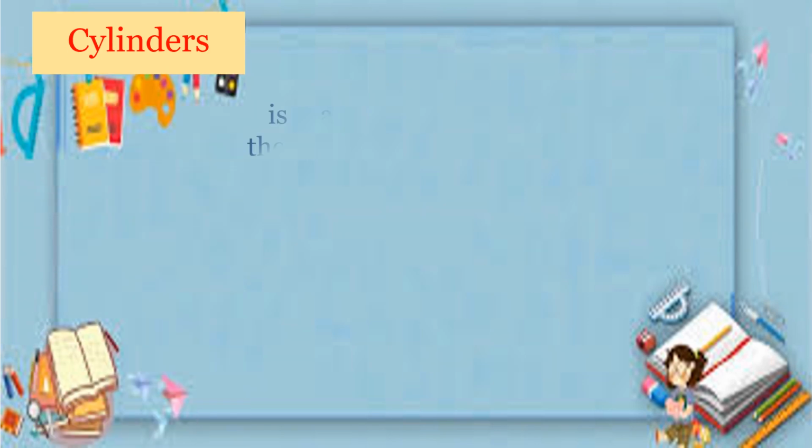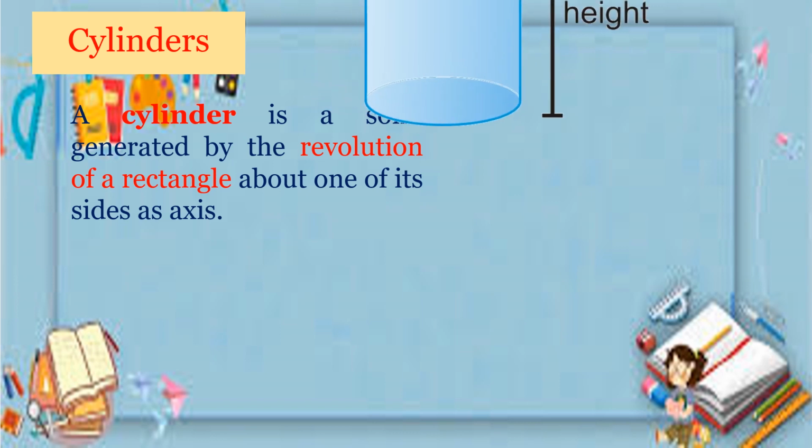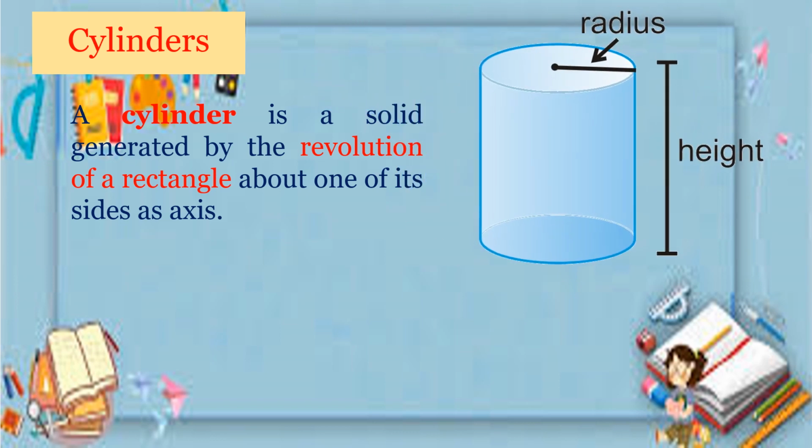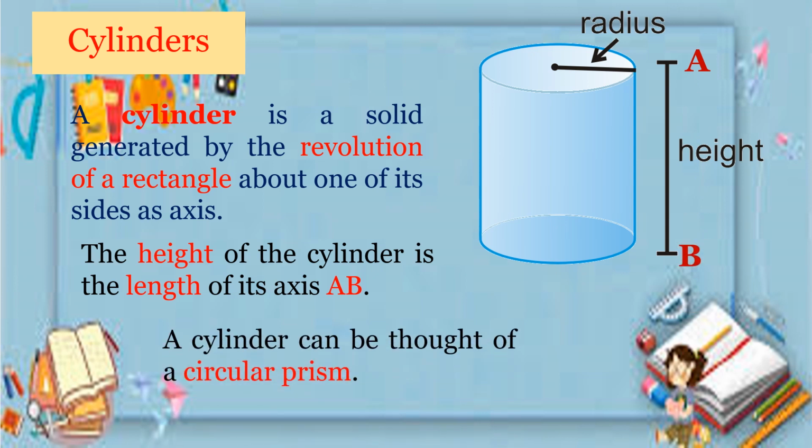What are cylinders? A cylinder is a solid generated by the revolution of a rectangle about one of its sides as axis. Supposing this is the cylinder. The height of the cylinder is the length of its axis AB. A cylinder can be thought of as a circular prism. So a cylinder is considered as a prism, but particularly a circular prism.